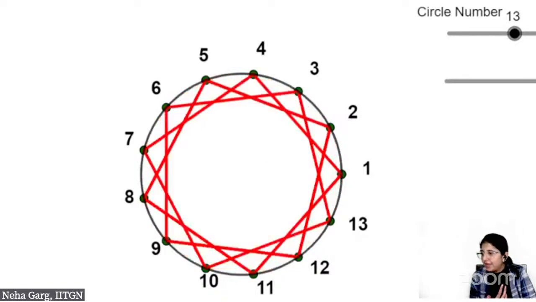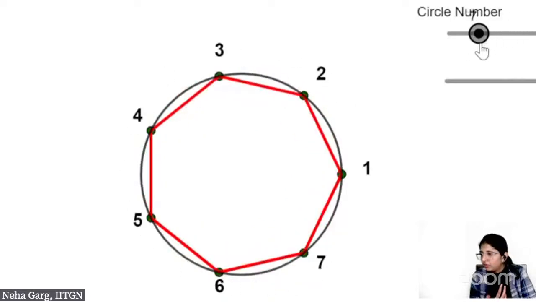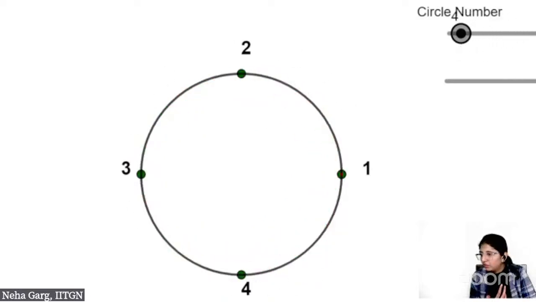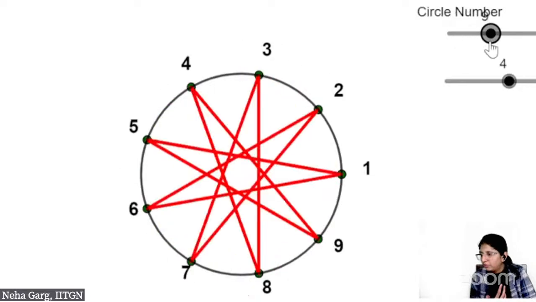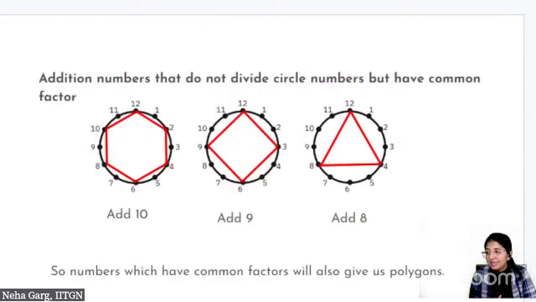So if I have 9 points on my circle, and I'm making jumps of 4, 1, 2, 3, 4. Oh, sorry, 9-point circle. Yeah. So you can see here that it has made a 9-pointed star. All the 9 points have been done. Okay, now leaving you with the last question, which is about when the numbers that we are adding have common factors with the number of points on the circle.